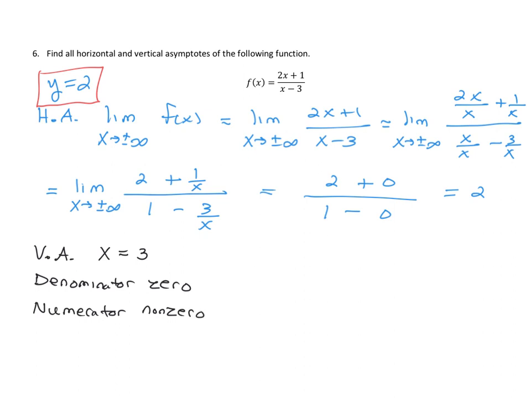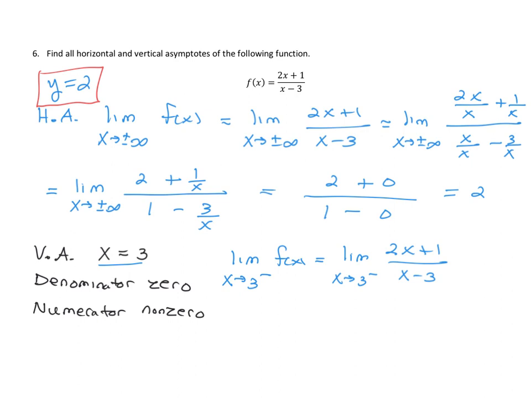If we're using limits to explain our answer, what we could do is look at the limit from either the left or the right as we approach the number 3. So in this function, what happens as you approach 3 from the left of f of x? So that's the limit as x approaches 3 from the left of 2x plus 1 over x minus 3.